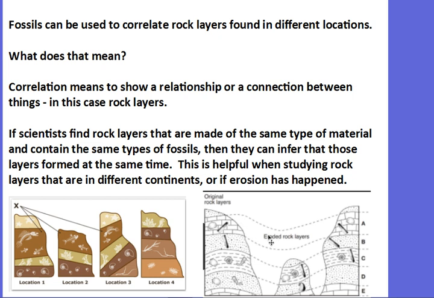And again, here we've got another picture where some kind of erosion has happened and the layers aren't perfectly lined up anymore. But scientists use evidence both on the material of the rock layer itself as well as the fossils that are in there to match up those layers.